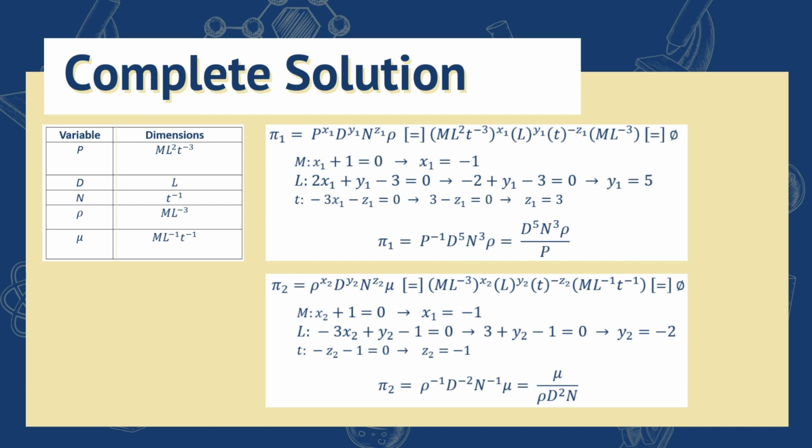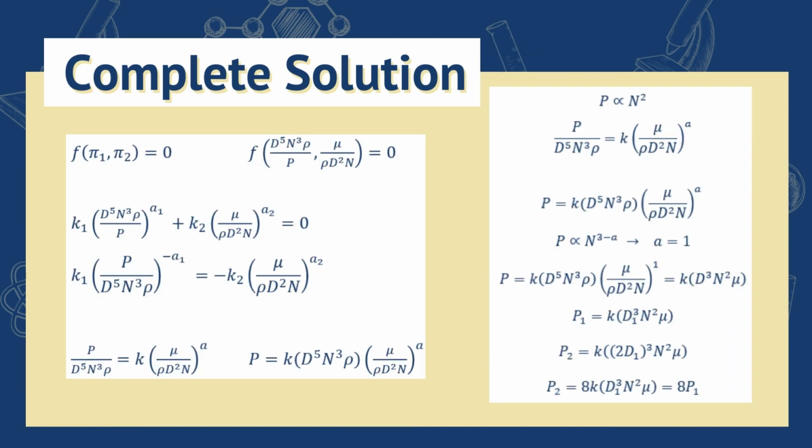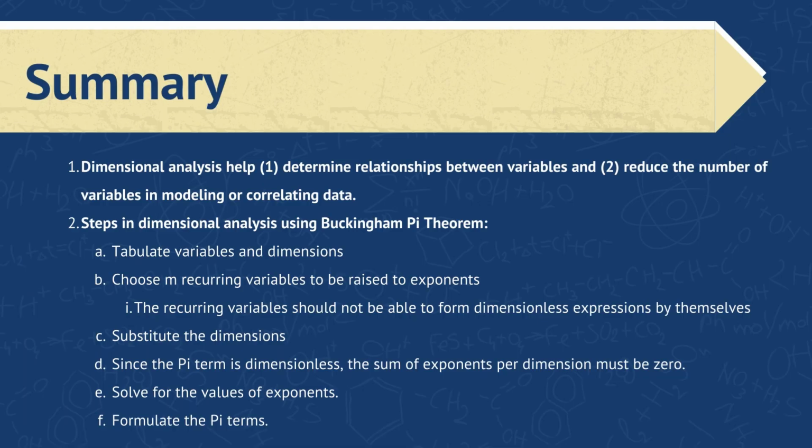Here is the complete solution for your convenience. In summary, dimensional analysis helps determine relationships between variables and reduce the number of variables in modeling or correlating data. There are 6 steps in dimensional analysis using the Buckingham Pi theorem.